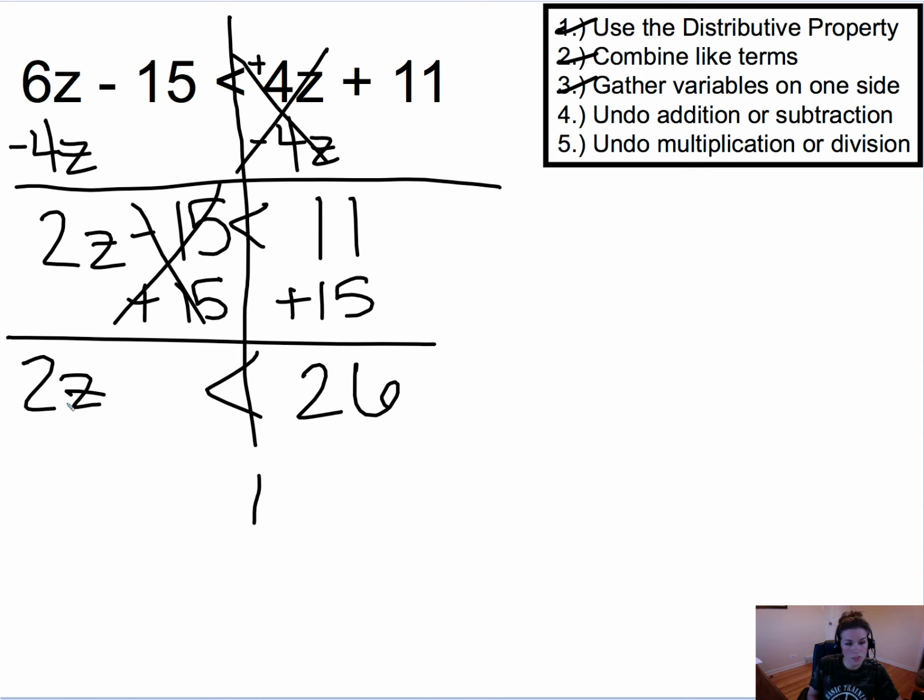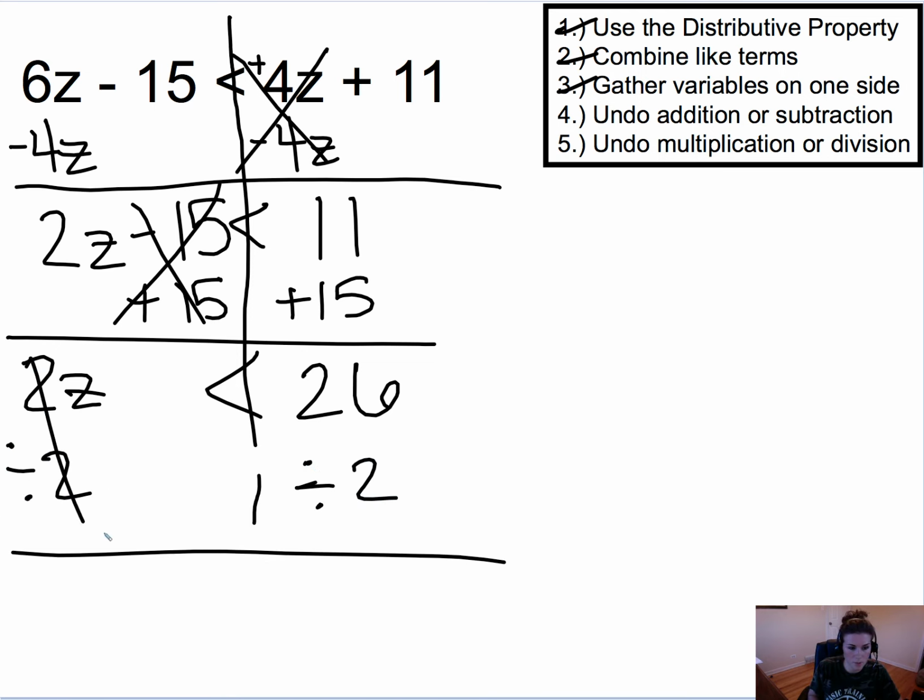And now the 2 is attached to the z with multiplication, so we are going to divide by 2 on both sides. But before we do this last step, remember, ask yourself, did we multiply or divide by a negative number? We divided by a positive, so my sign stays the same, and 26 divided by 2 is 13. So the answer is z is less than 13.